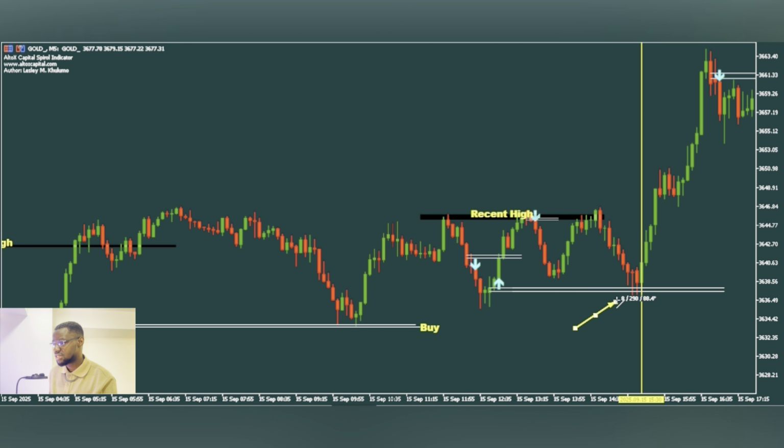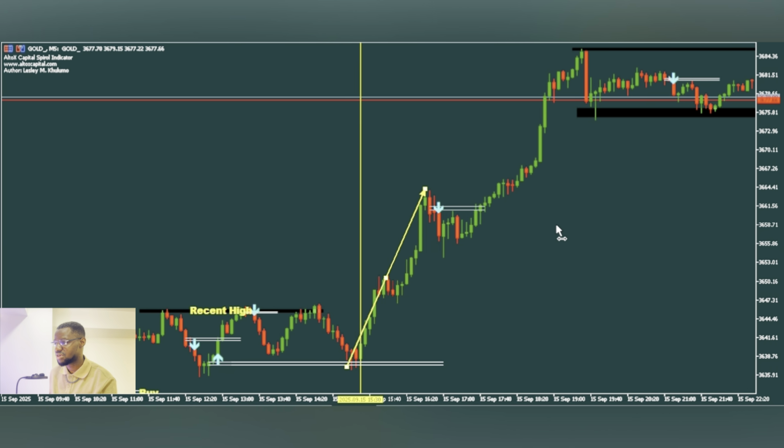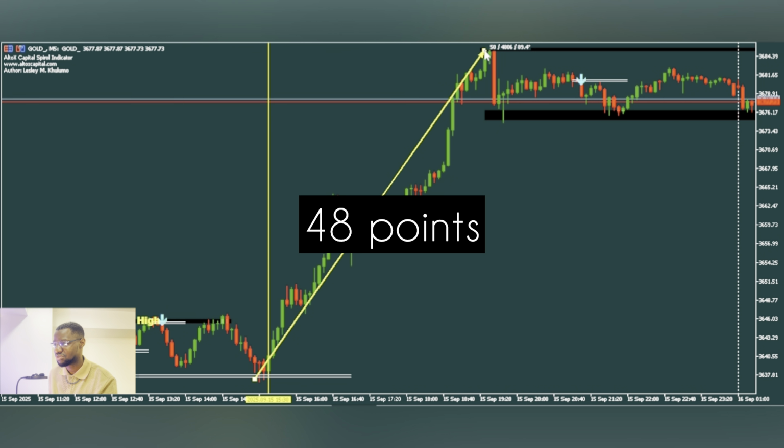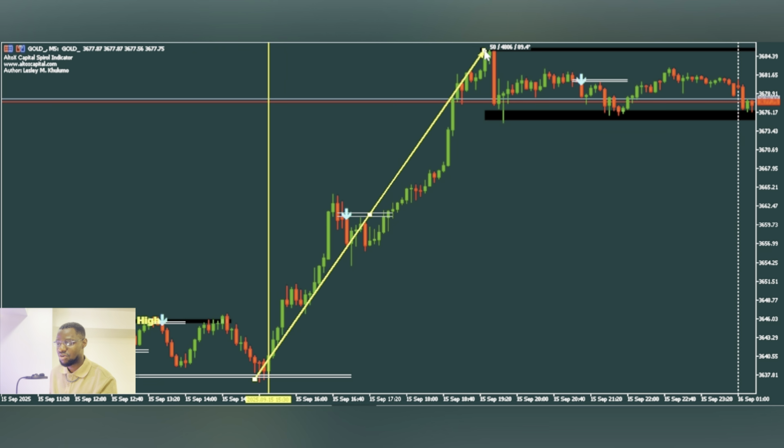So if you can see, as soon as price came to retest these two white lines here, what happened? It quickly pushed all the way to the top, all the way to the 33.63 area. And if I keep on scrolling, price actually moved further, all the way to the 36.84 area here. So if you had taken this trade, you would have been looking at a good 48 points on gold yesterday, Monday 15th of September 2025. And right here, you could have also extended your trades.